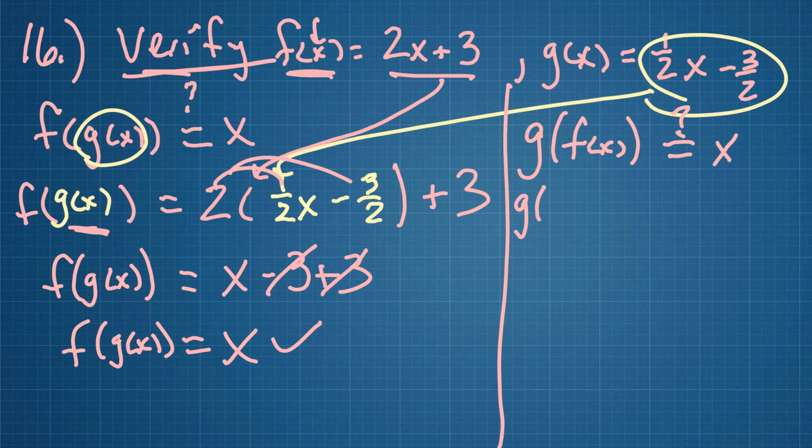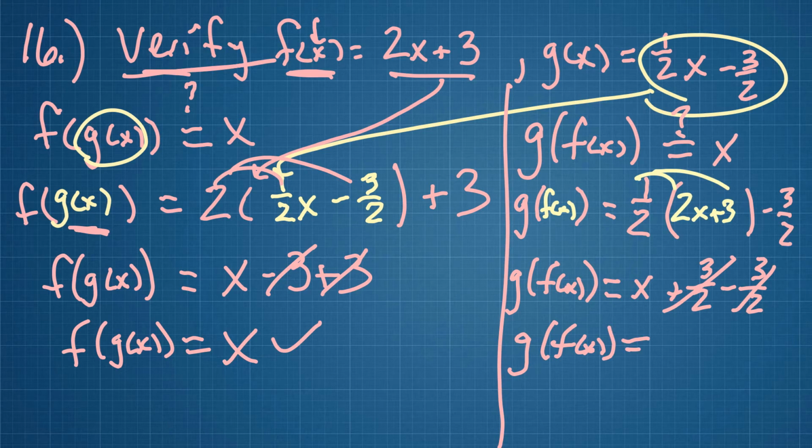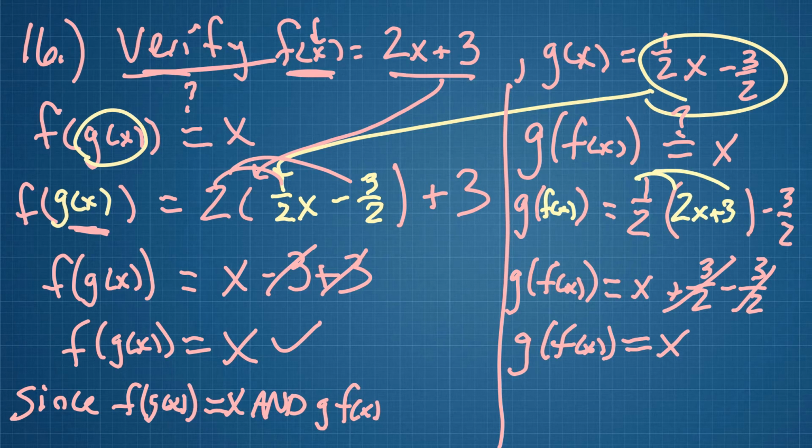So I put g, big old blank space, and then I write 1/2, big blank space. Now remember, this is where I put in 2x plus 3, because it's not big old blank space, it's f of x. I distribute the 1/2, so I get g of f of x equals x plus 3/2 minus 3/2. Those cancel, so I just proved g of f of x equals x. So since f of g of x equals x and g of f of x equals x, they are inverses. And that's it for 16.